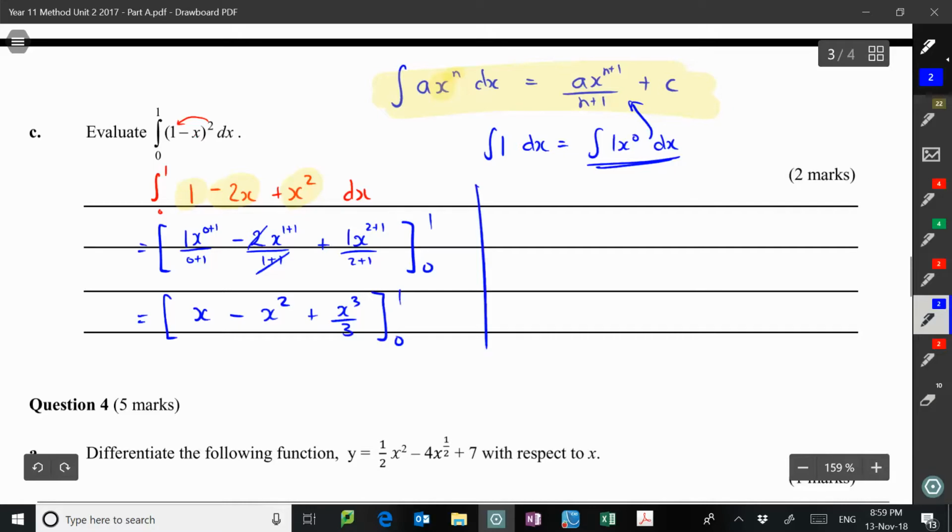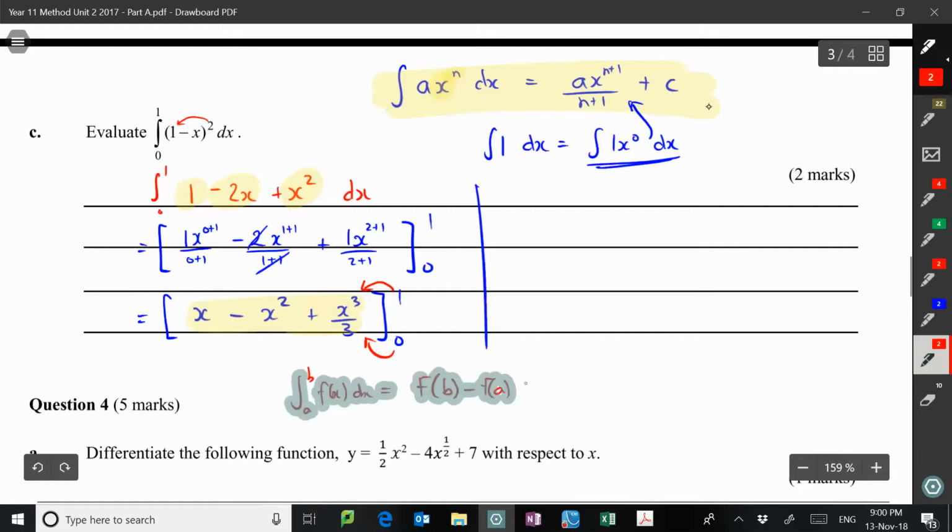Because it's between 0 and 1, what I've just done is find the antiderivative. Notice I don't have the plus c because it's going to cancel out anyway, so there's no point putting the plus c in it. You could if you want. Next step, remember the fundamental theorem of calculus: you're going to sub 1 in, the upper boundary, minus the lower boundary. The rule is f of b minus f of a, from the integral from a to b of f of x dx.